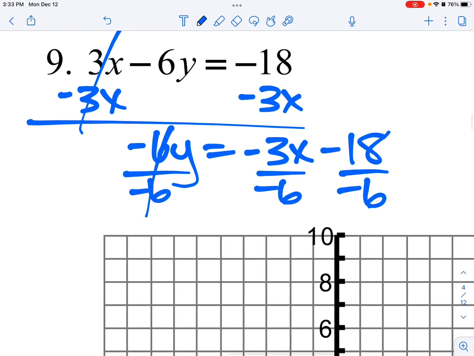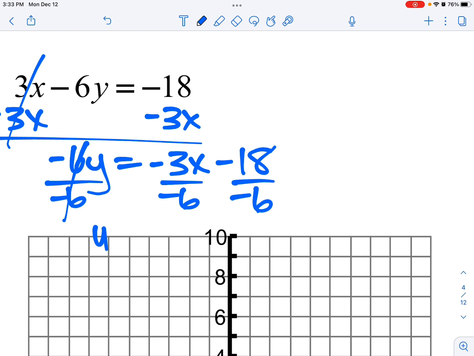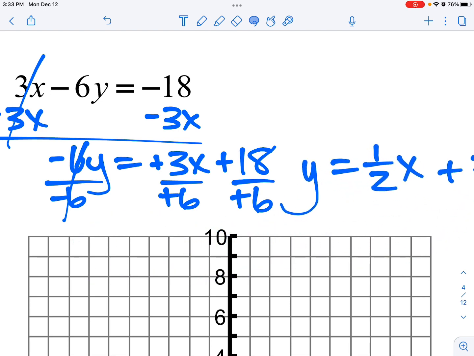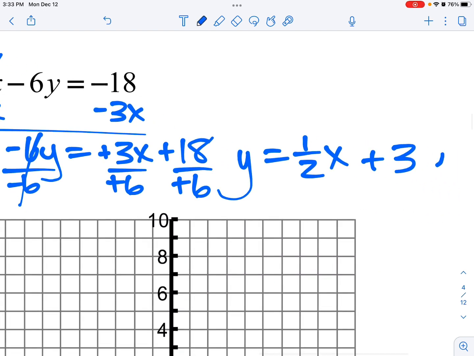So I'm going to cancel that. And I'm going to write y equals -3 divided by -6. So those negatives cancel, and 3 over 6 is 1 over 2. It reduces. Keep the x with it. And -18 divided by -6, again, the negatives cancel and you just get positive. 18 divided by 6 is 3. This is how I'm going to graph that equation. This is what it looks like.